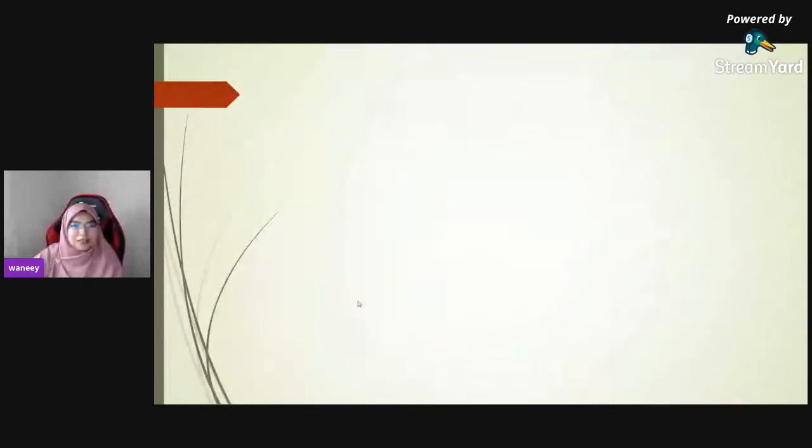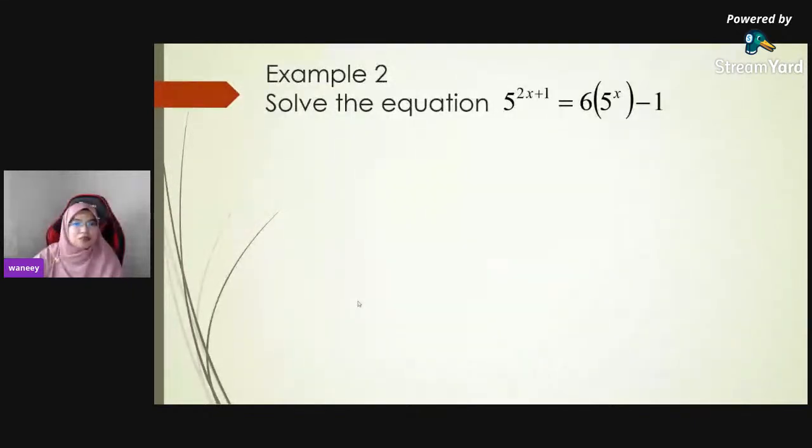Okay, next. Example 2, solve the equation of 5 to the power of 2x plus 1 equal to 6 multiplied with 5 to the power of x minus 1. We already done the first one where we compare the base and the index. We already done the second one where we apply log on both sides. So this is the third method where we're going to use substitution to change it into a quadratic equation.